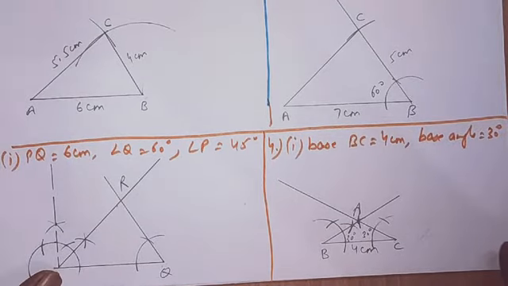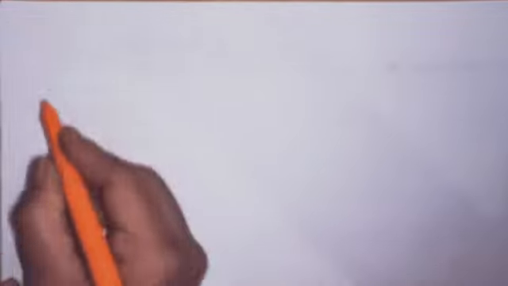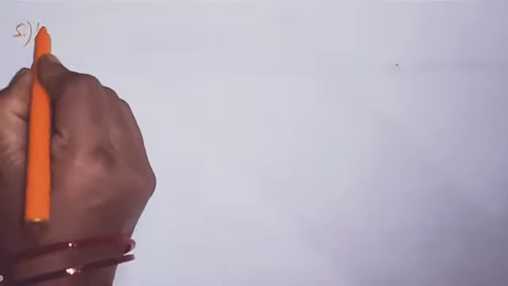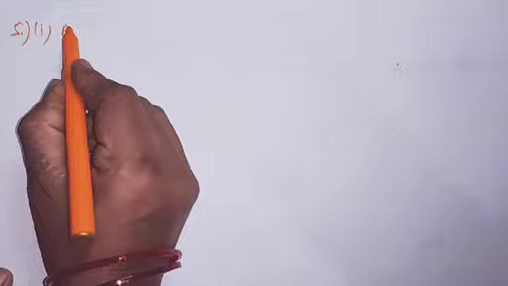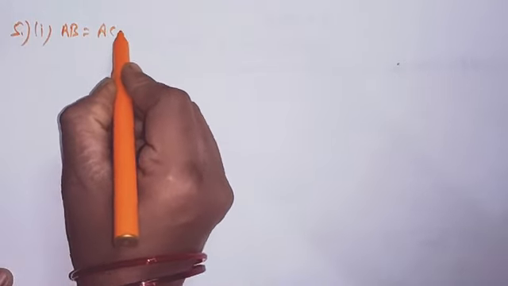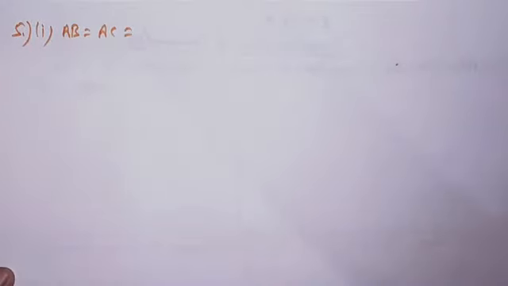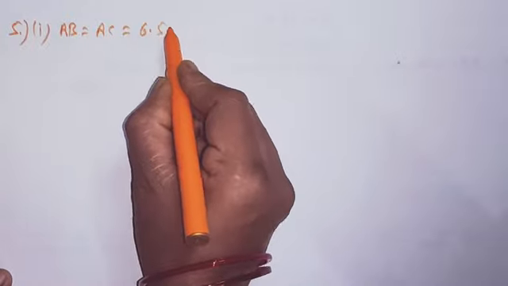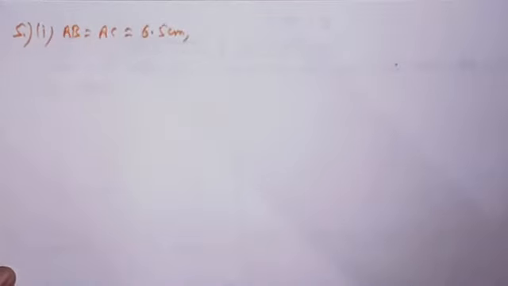Okay, now this is the case of isosceles triangle. Now I am moving on to the next type. For that I am taking question number 5, first part. Here I have to draw an isosceles triangle where two sides are given, AB and AC. Both are of 6.5 centimeter. And one angle is given, angle A, 60 degree.